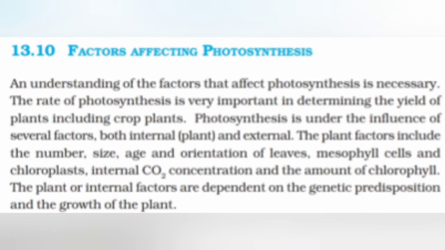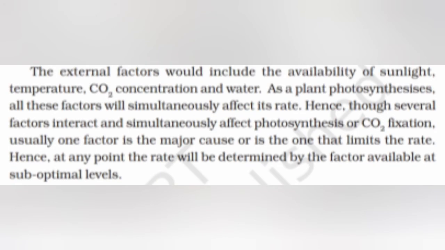Factors may be internal or external. Internal factors, those in the plant, may include number, size, age, and orientation of leaves, mesophyll cells, chloroplast, internal CO2 concentration, and amount of chlorophyll. The plant or internal factors are dependent on the genetic predisposition and growth of plants. The external factors include availability of sunlight, temperature, CO2 concentration, and water.